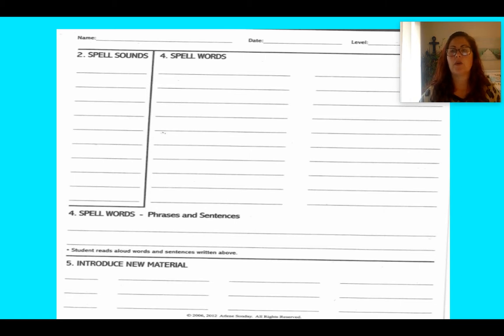Remember, I say the word, they repeat, then they repeat and touch spell, then they repeat, they touch spell and write. Cup, bay, mop. If you need to pause at any time. Hit, sad. Sight word, do.